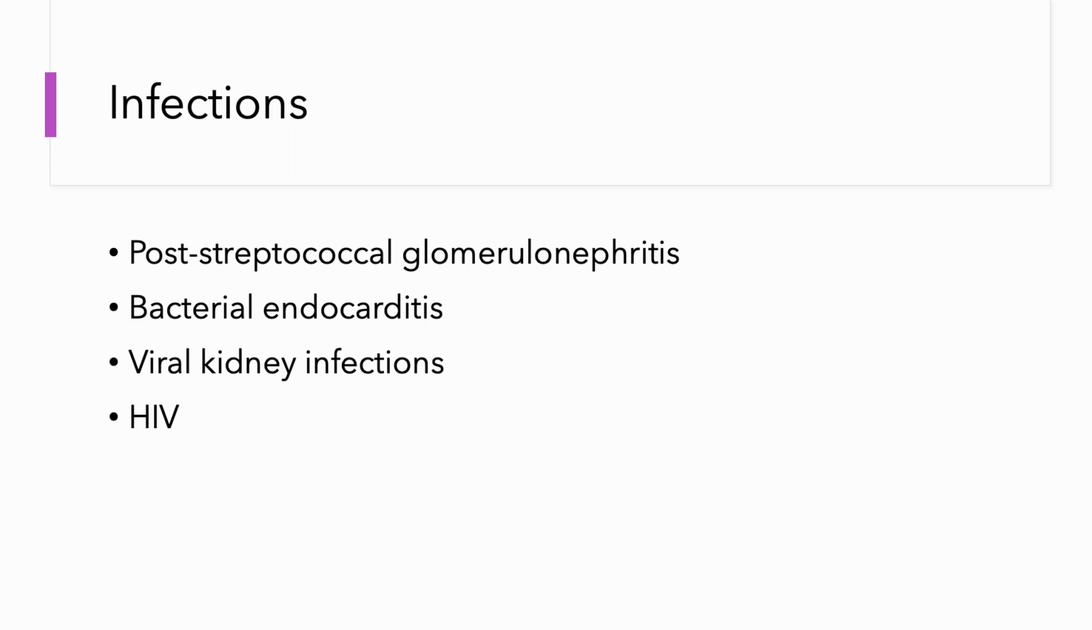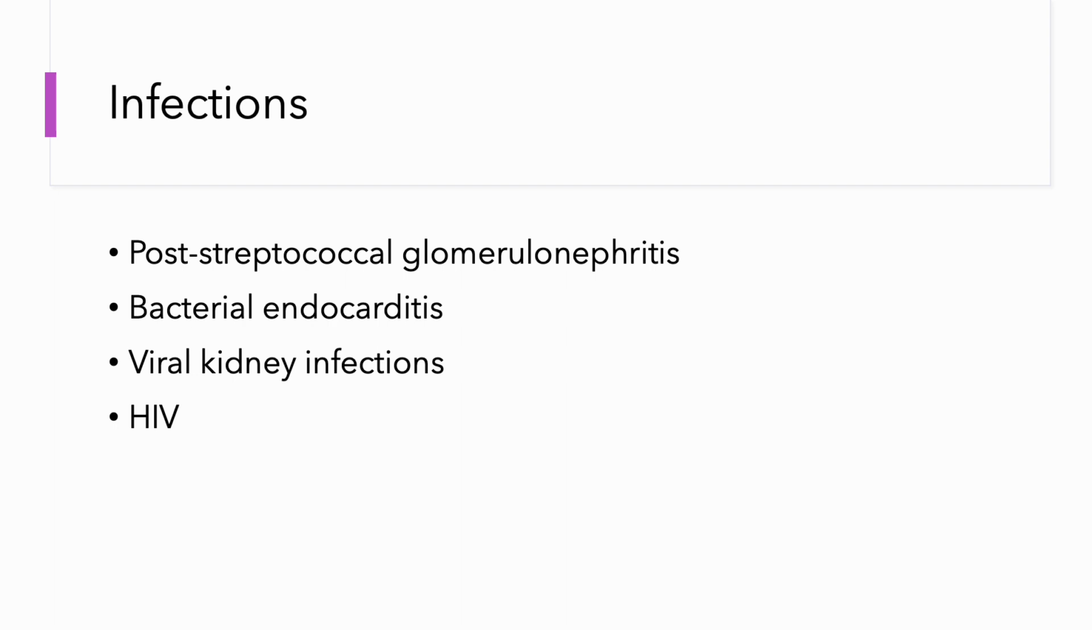Second is the bacterial endocarditis. It's an infection of the inner lining of the heart chambers and valves. It's not clear whether the inflammation in the kidneys is a result from the immune system activity alone or other factors.